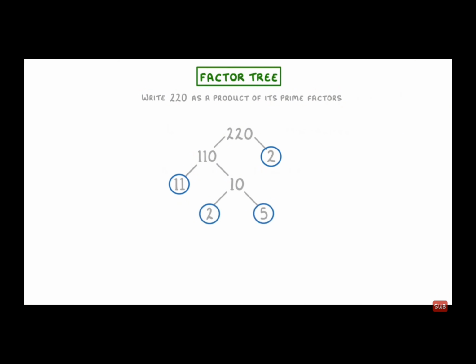Now that we've finished factorizing it, we can write out all our prime factors, so 2, 2, 5, and 11. And it's normally best to put them in ascending order like this, which just means from smallest to biggest. So basically, we found that 220 equals 2 times 2 times 5 times 11. And as 2 occurs twice, we should rewrite it as 2 squared times 5 times 11.